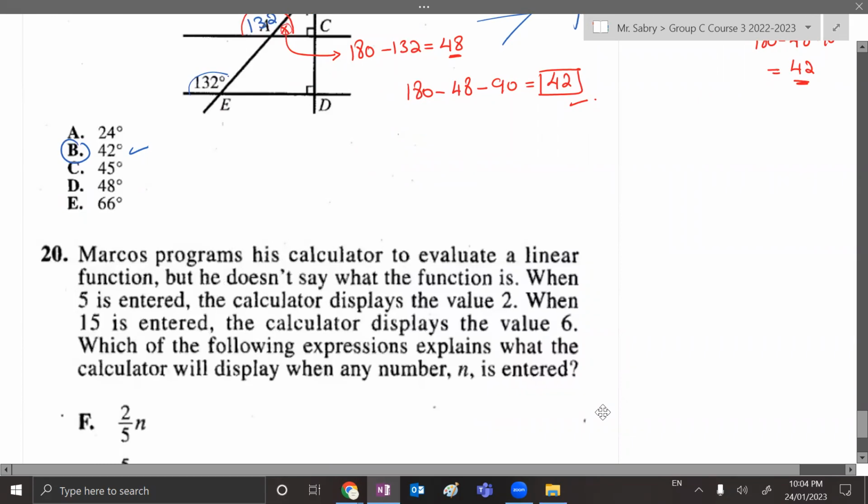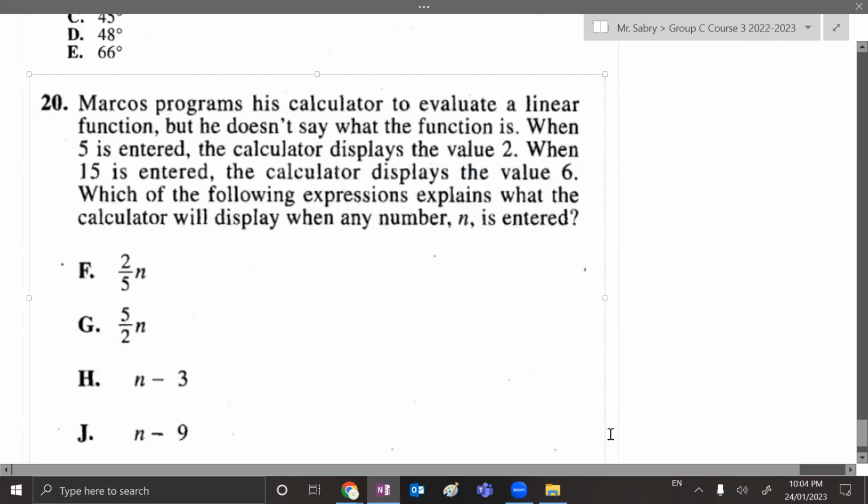Number 20, last one. Marcus programs his calculator to evaluate a linear function. As soon as I see the word linear, I will think of slope. But he doesn't say what the function is. When 5 is entered, the calculator displays 2. This is considered a point. When the x was 5, the y came out 2. This is what the function does. When I put 5, meaning when the input was 5, the output came out 2, which is the y. And then when 15 is entered, so the x is now 15, the calculator displays the value 6, the y is 6.